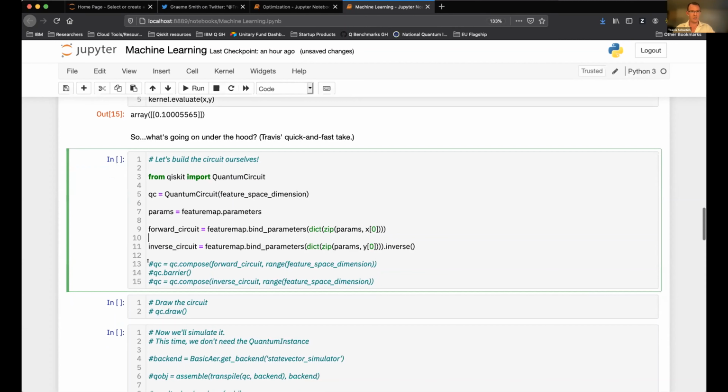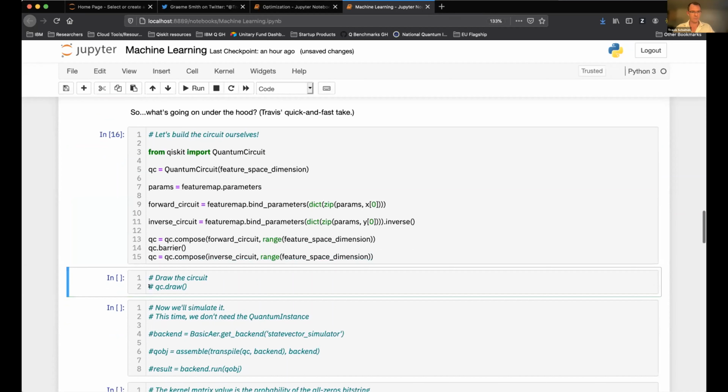And then what I can do is compose. So notice I now have 3 circuits here. I've got my QC, which is the abstract quantum circuit object, the forward circuit, and the inverse circuit. And now I'm going to compose these together in order to create the circuit that will actually run. Okay. So first we compose the forward action. I'm going to throw a barrier here just so that we can actually see these 2 pieces. And then we compose the inverse action. Okay, that's cool. And so now we can go ahead and draw that thing.